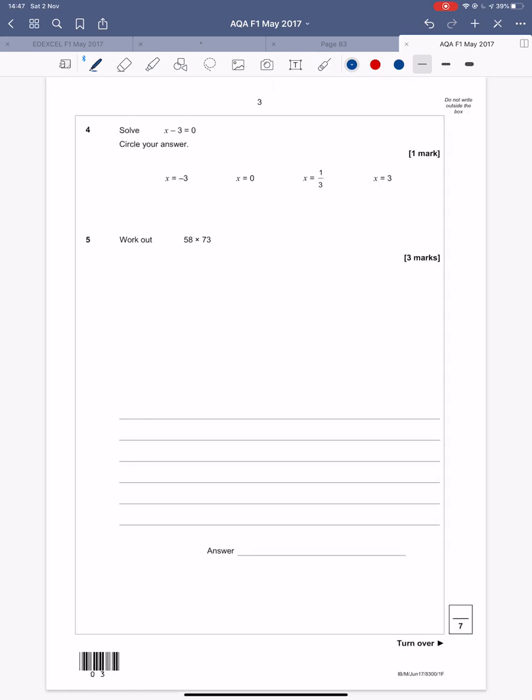Number 4, solve x minus 3 is 0. Well, what we do there, if x minus 3 is 0, x must be 3, because 3 minus 3 is 0.